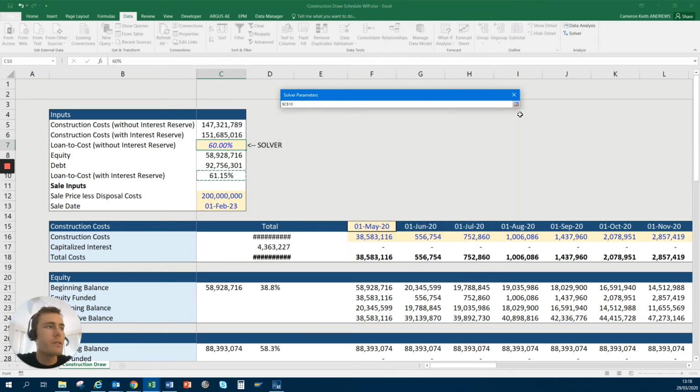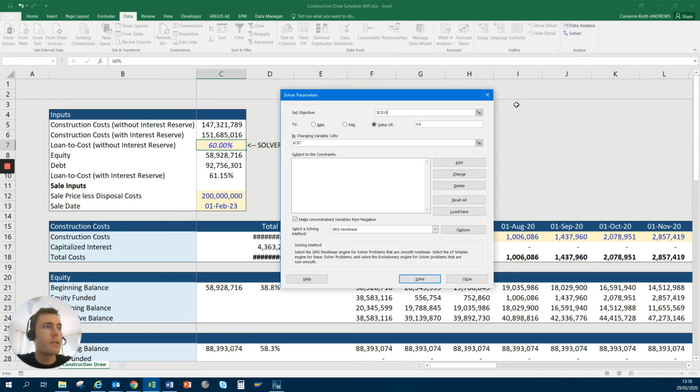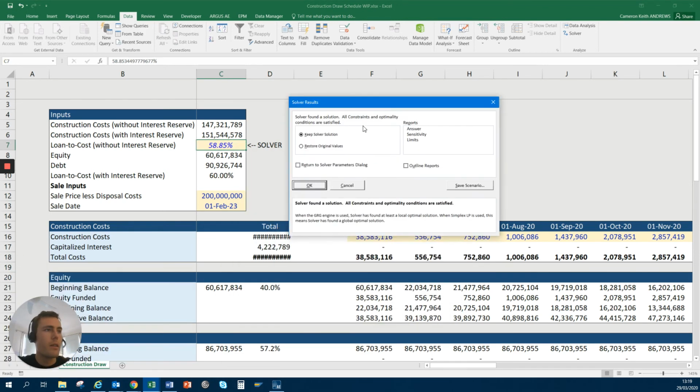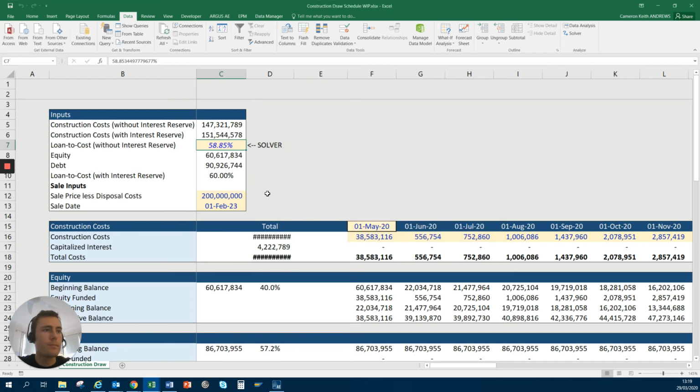Pardon me, it's going to be C10, because what we're actually trying to do is set this cell to the 60% loan to cost, the true loan to cost. We want to set it to a particular value of 60%. And the way that we're going to do that is by, in the model, changing one of the input variables, and that's going to be your loan to cost without the interest reserve. And so we're going to be changing cell C7 in order to get this to back into the 60% true loan to cost. And that's it. Pretty straightforward. All you've got to do is click Solve. And that's popped up. We're going to go ahead and just select keep the solution.